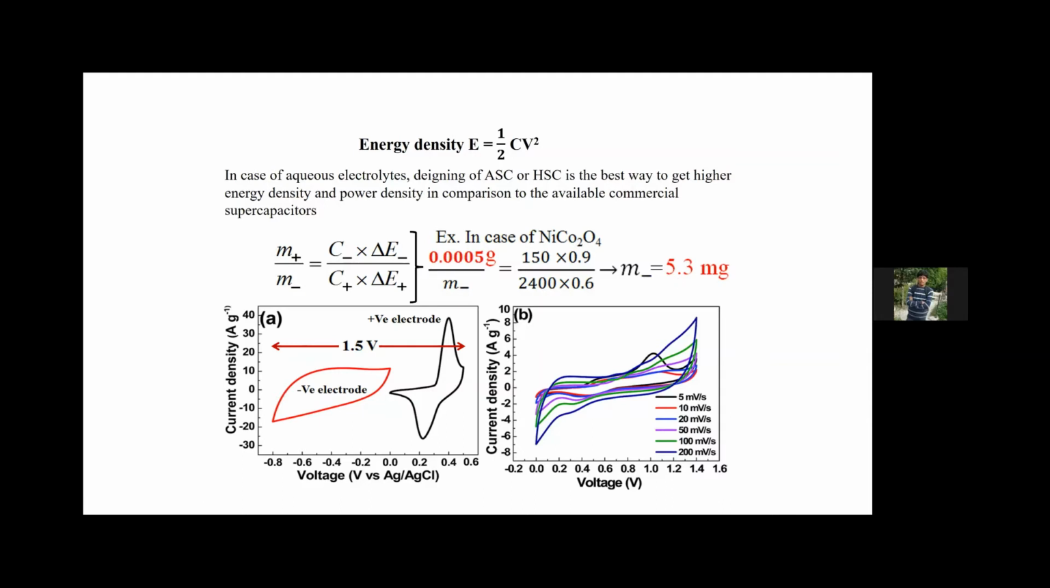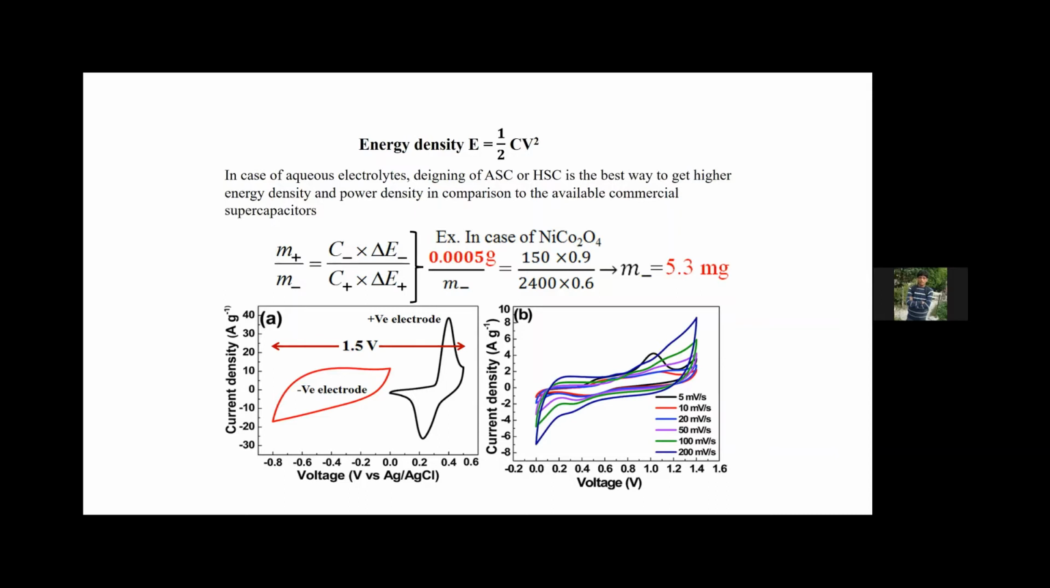So if we deposit 5.3 mg of graphene or graphene oxide and 0.0005 gram of nickel cobalt oxide in the negative and the positive electrodes, only then can we make asymmetric devices, and that can achieve a voltage window around 1.5 volt, and so the superior performance, as we can see here. So for the asymmetric devices, it is important to do the charge balance.